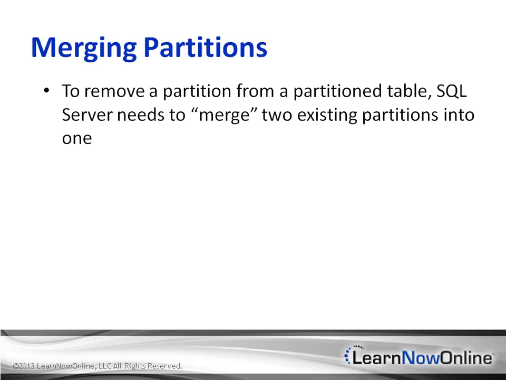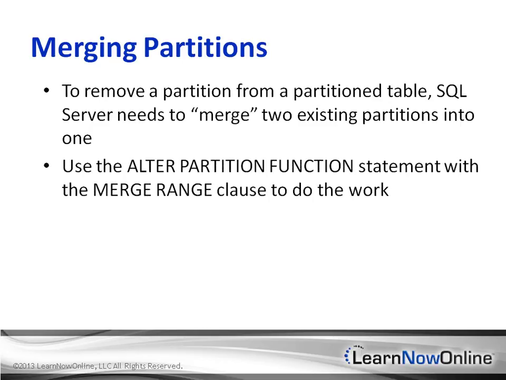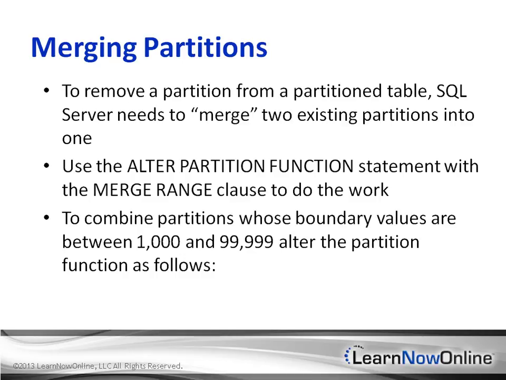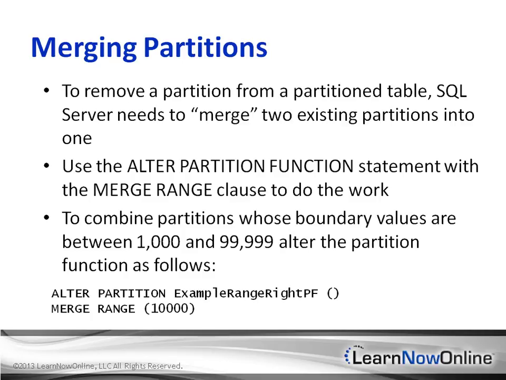If we want to remove a partition from a partition table, SQL Server needs to merge two existing partitions into one. Again, we're going to use the alter partition function statement, this time with a merge range to do the work. So if we want to combine partitions whose boundary values are between 1,000 and 99,999, we'll need to alter the partition function as follows. Alter partition, give the name of the function, merge range, and give the value that we want. In this case, 10,000. So let's see how this works.